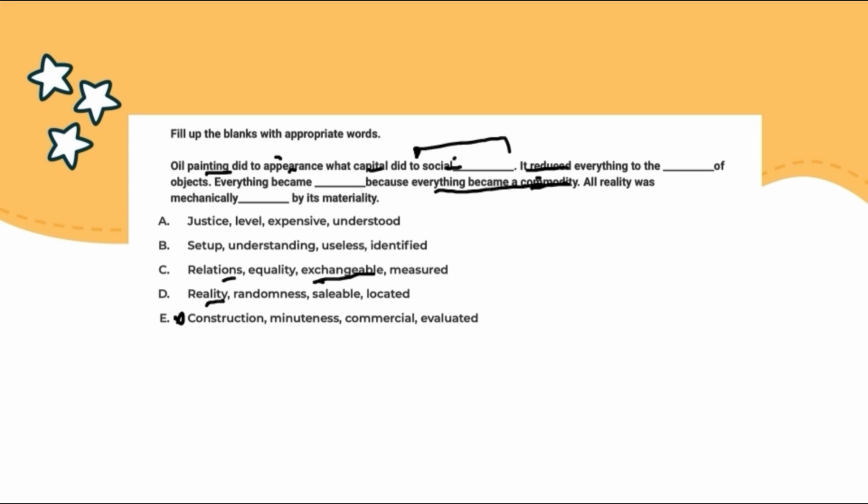All reality was mechanically dash by its materiality. Now, mechanically located makes no sense here, right? Measured, however, makes complete sense, right? Measured effectively concludes this entire short paragraph. It emphasizes the mechanistic quantification of reality that happened in this particular analogy, which can be finally concluded by the materiality, right? So based on these understandings, we can very easily conclude C to be the answer here.